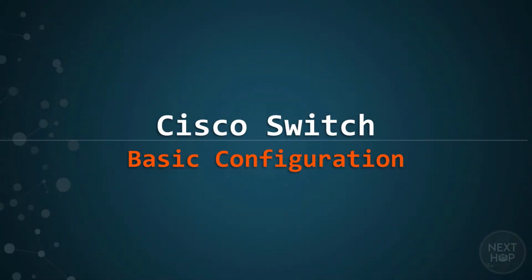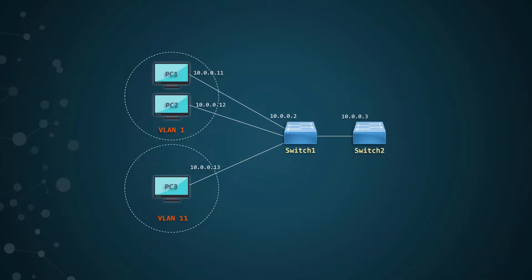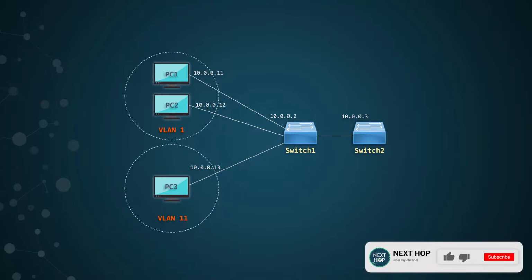In today's video we're gonna explain how to configure basic Cisco switch configuration. So let's first take a look at the topology. We're gonna divide two networks, VLAN 1 and VLAN 11, where PC1 and PC2 will be able to communicate within the VLAN 1 network, but they will not be able to reach out to the VLAN 11 network. We're gonna configure telnet between two switches and everything we need to make it work.